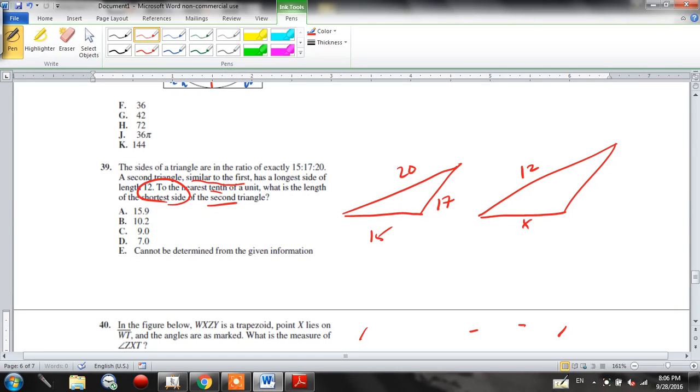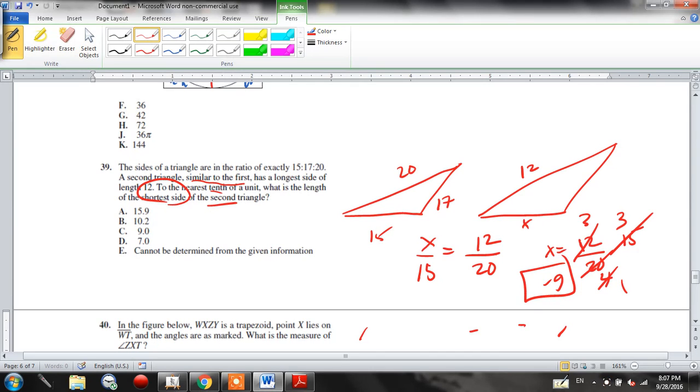Similar triangles: two figures are similar if all their sides are proportional and all their corresponding angles are congruent. If they're similar, then x over 15 has to be equal to 12 over 20. You have to make sure you put the proportions right, and then you solve for x. So x is equal to 12 over 20 times 15. 5 goes into 20 four times, 5 goes into 15 three times, 4 goes into 12 three times, so it's 9. That is 9.